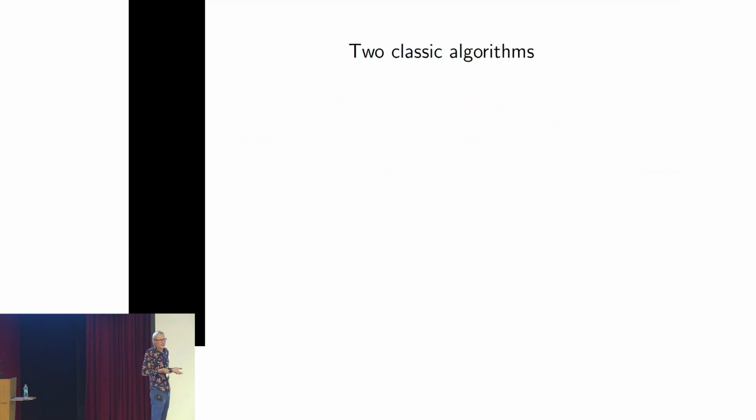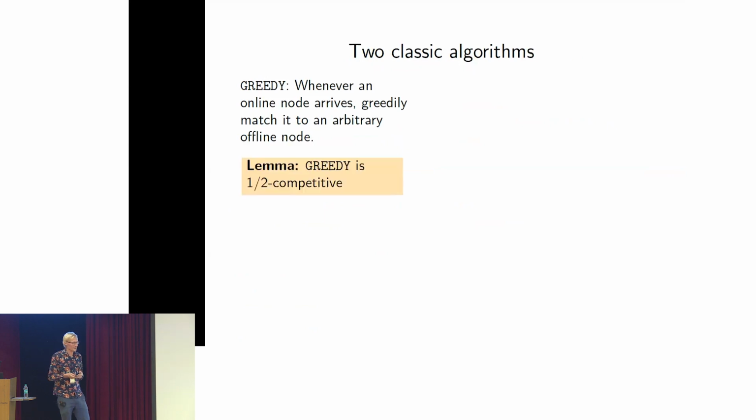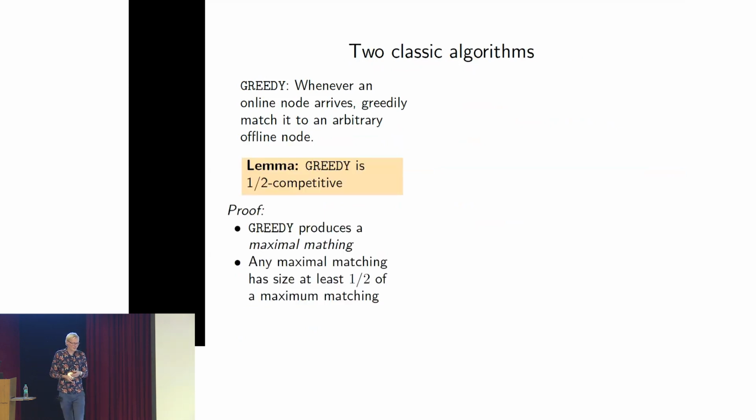So there are two very classic algorithms for this problem. The first one is simply greedy. Whenever an online node arrives, we match it greedily to any available node in its neighborhood. You can show this algorithm is half competitive, and you've probably seen the proof before. It's an easy, simple exercise. It produces a maximal matching, and you can show that a maximal matching always has size at least half that of a maximum matching.